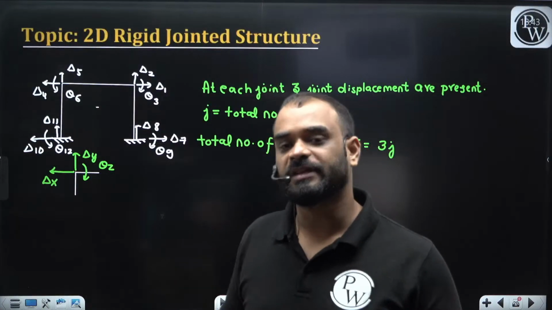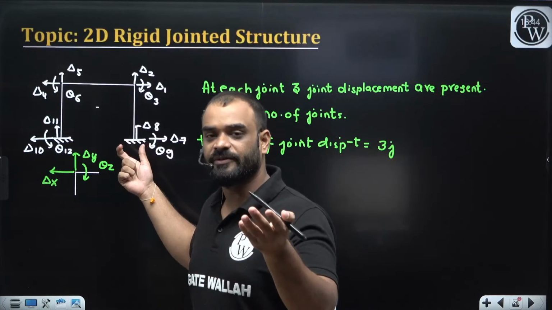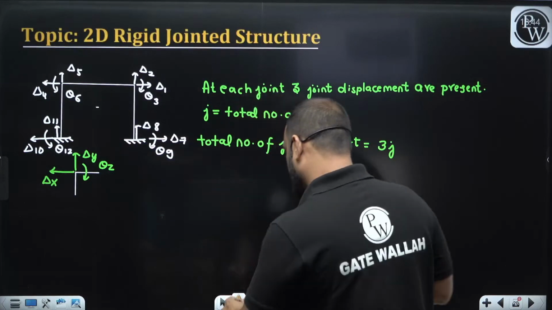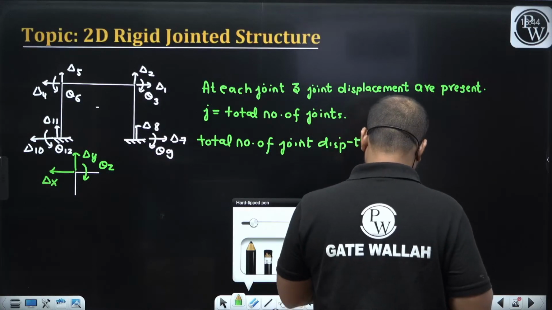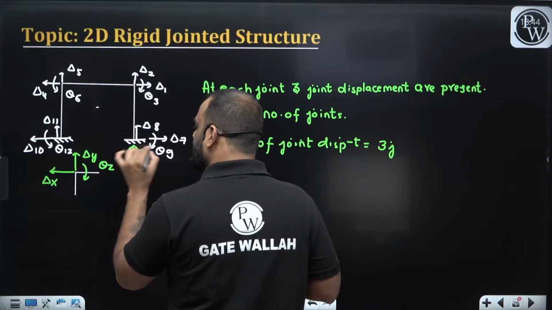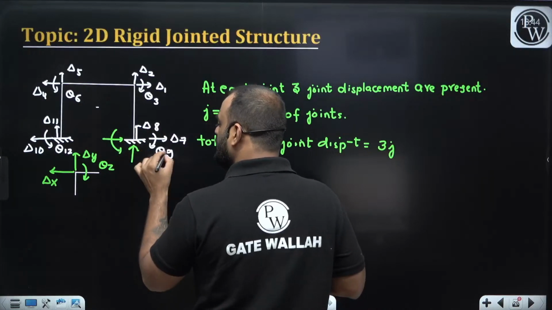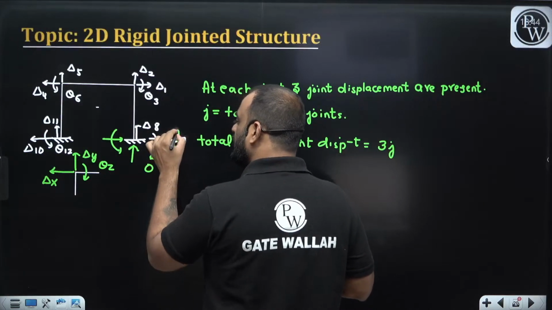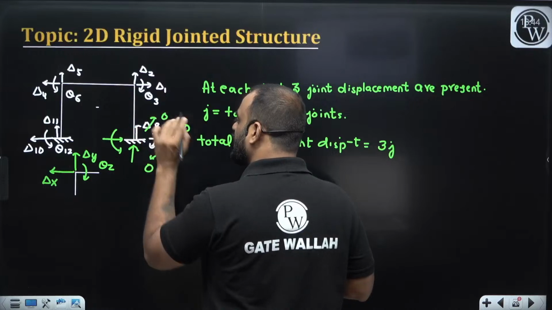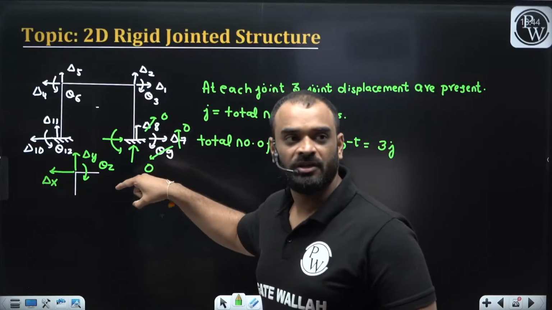But tell me, guys, whenever you find any support reaction, that support reaction will try to stop the displacement which is in the direction of the reaction itself, right? So if this particular support has 3 external support reactions, then due to these external reactions these 3 joint displacements will become 0. It is 0. It is 0. And this one is also 0.